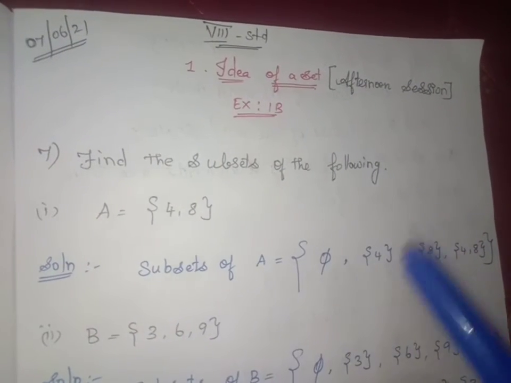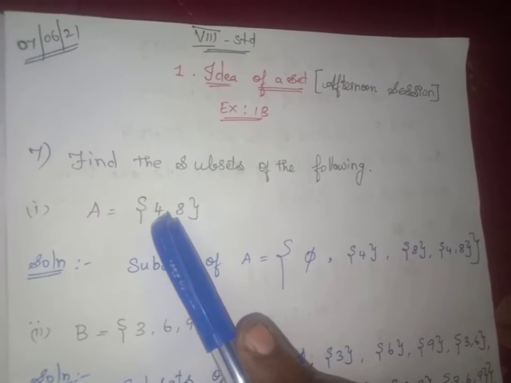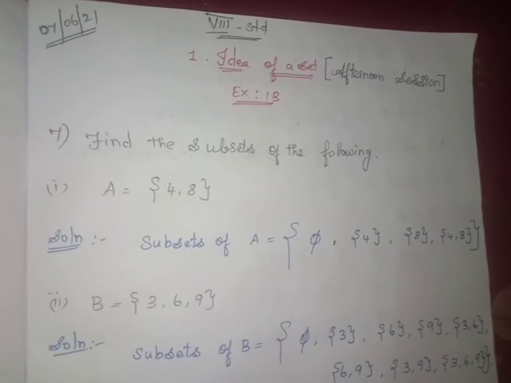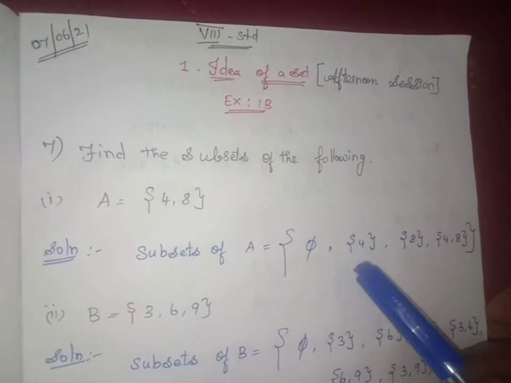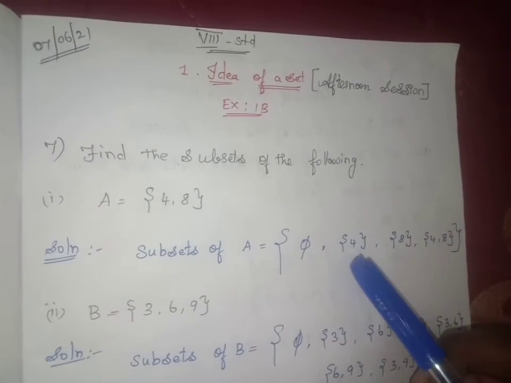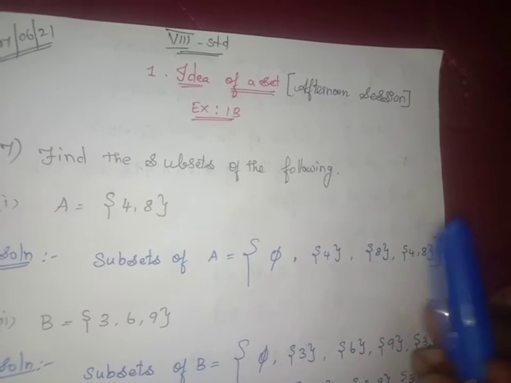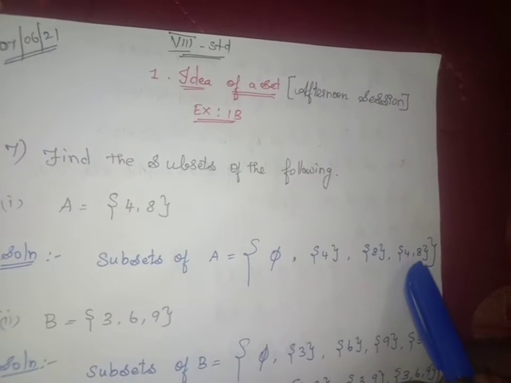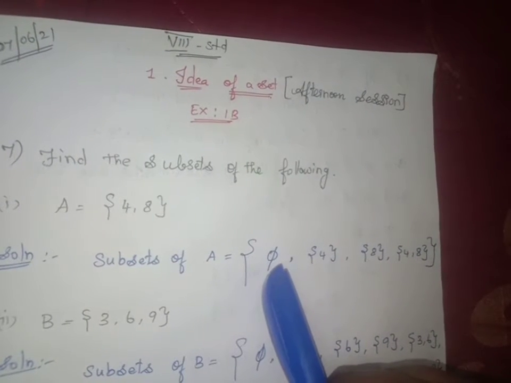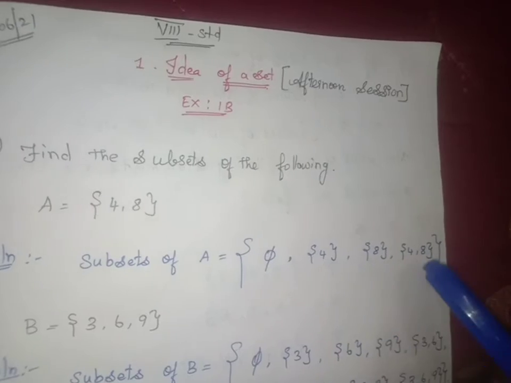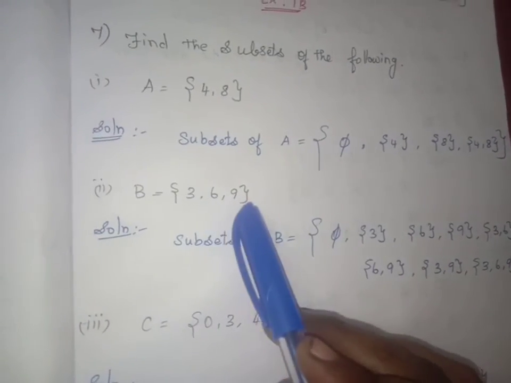Because a subset will be visible in the whole set. The full set is {4, 8}. In this, {4} is one of the subsets. And then the singleton set {8} is also one of the subsets, and equal to the same set, that means {4, 8}, is also a subset. So the subsets of A are the empty set, {4}, {8}, {4, 8}. Next one, B having 3 elements in the set.